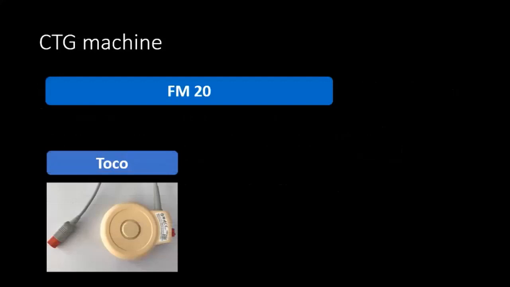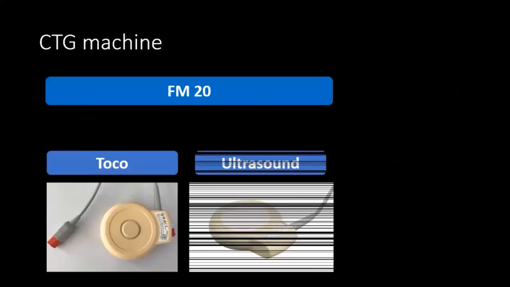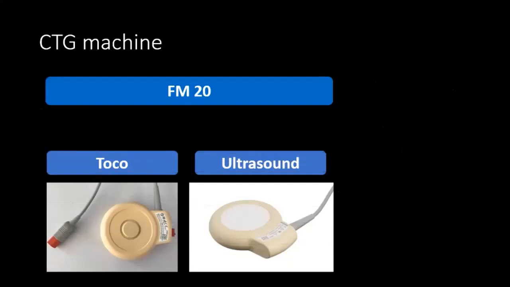Let's talk about the CTG machine first. We actually have two models in the labor ward, if you realize. One is FM20. FM20 comes with a Toko transducer. The Toko transducer is where you're supposed to put it at the fundus of the uterus, and it can help to record the contraction, the frequency of the contraction, not the intensity of it. Whereas the ultrasound transducer is to detect the fetal heart. So you apply the electric gel over the ultrasound transducer.